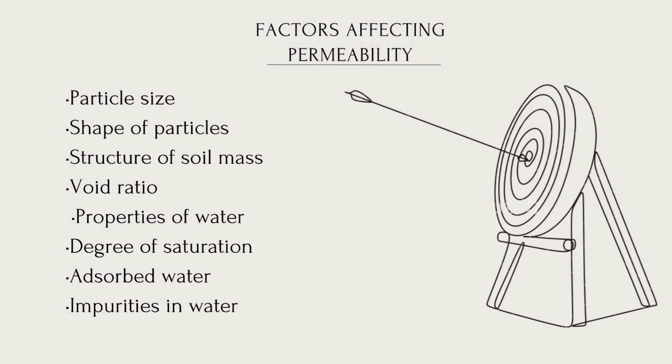First of all, the size of soil particle: permeability varies according to the size of soil particle. If the soil is coarse grained, permeability is more, and if it is fine grained, permeability is low. From the equation relating the coefficient of permeability, you can say k is directly proportional to D squared. If you go into the mathematical equation, you will come to know more about it.